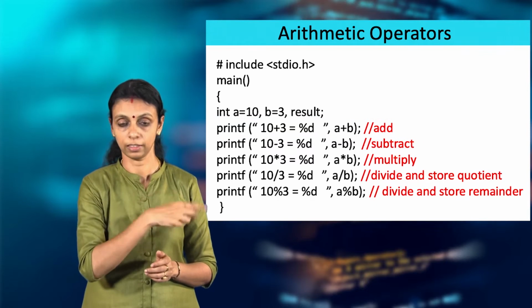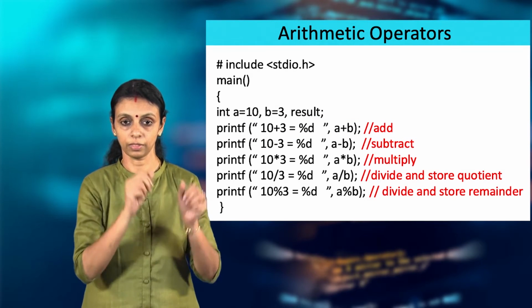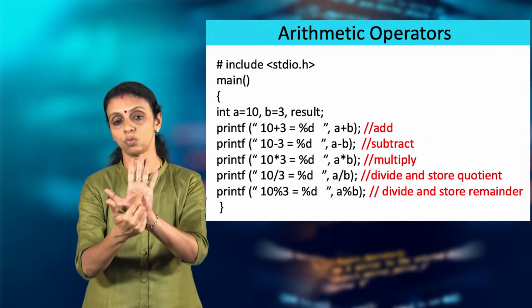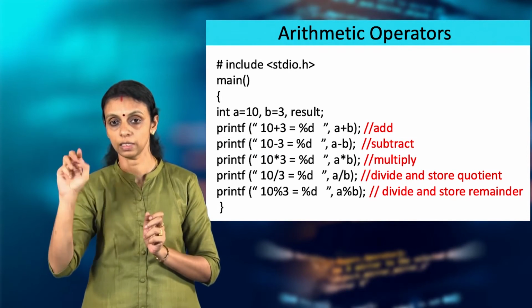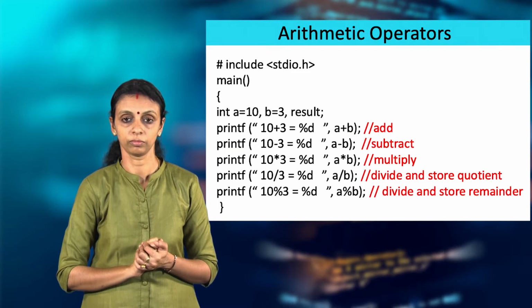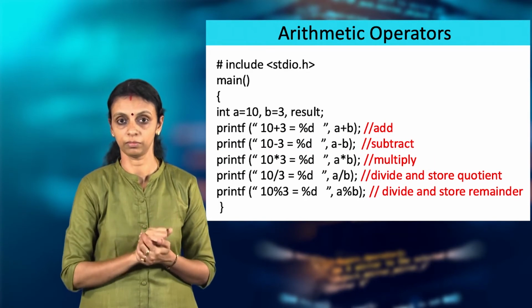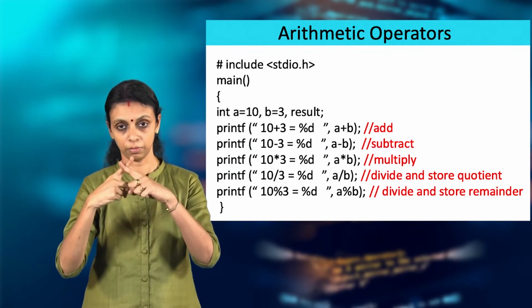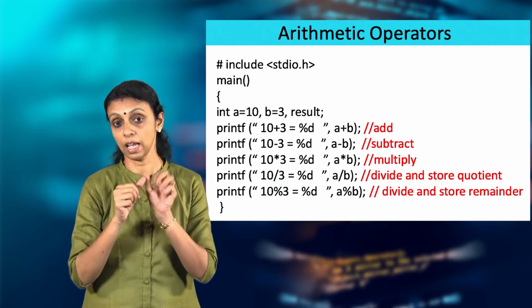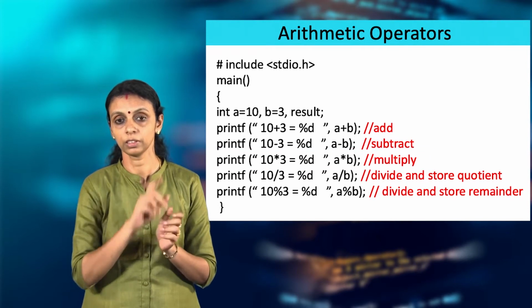Here A and B are subtracted and it prints 10 minus 3 is equal to 7. Here 10 and 3 are multiplied and printed as 10 into 3 is equal to 30.